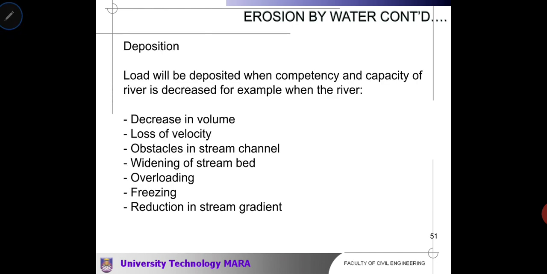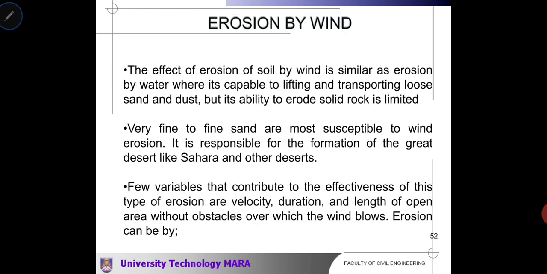So in terms of deposition, load will be deposited when the competency and capacity of the river decrease. For example, when the river decreases in volume, loses velocity, meets obstacles in the stream channel, the stream bed widens, overloading, freezing, and also reduction in stream gradient.